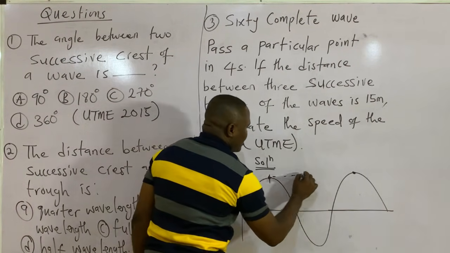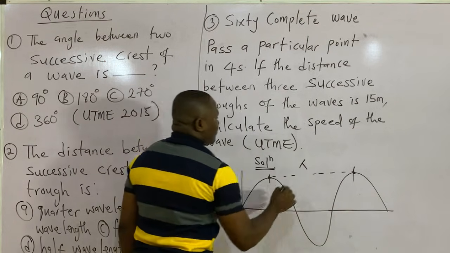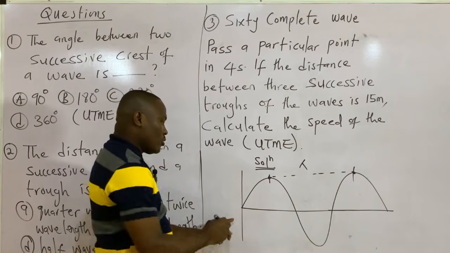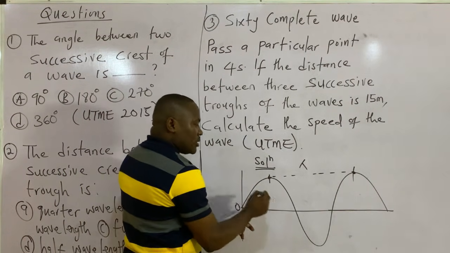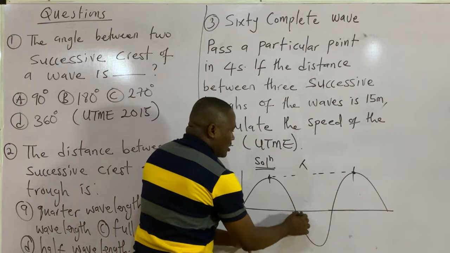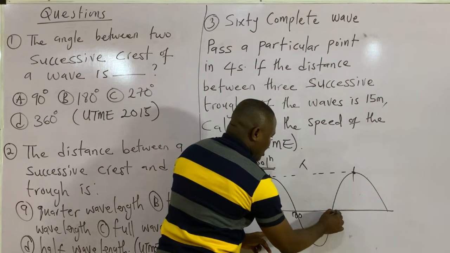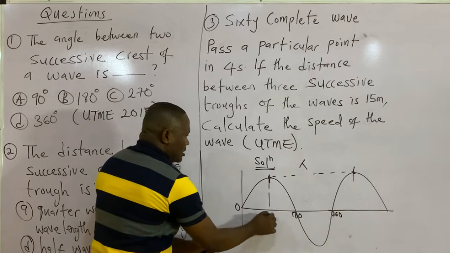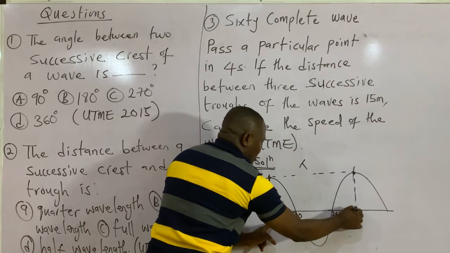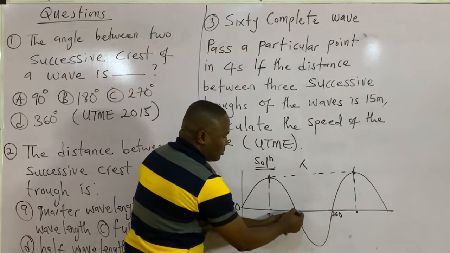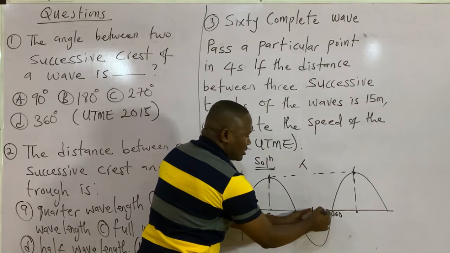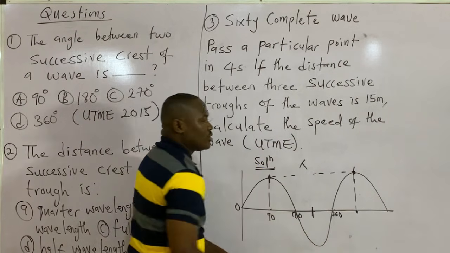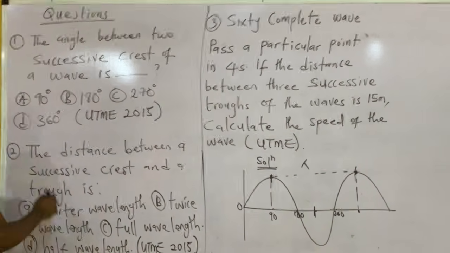Remember, the distance between here to here is one wavelength, and one wavelength means a complete circle. A complete circle, this is 0. A complete circle, this is 180. This is 360. But for a complete circle, this starts from 90. Then if you check this point, 90 plus 90 plus 90 plus 90, that will be 360. So between two crests is 360 degrees.